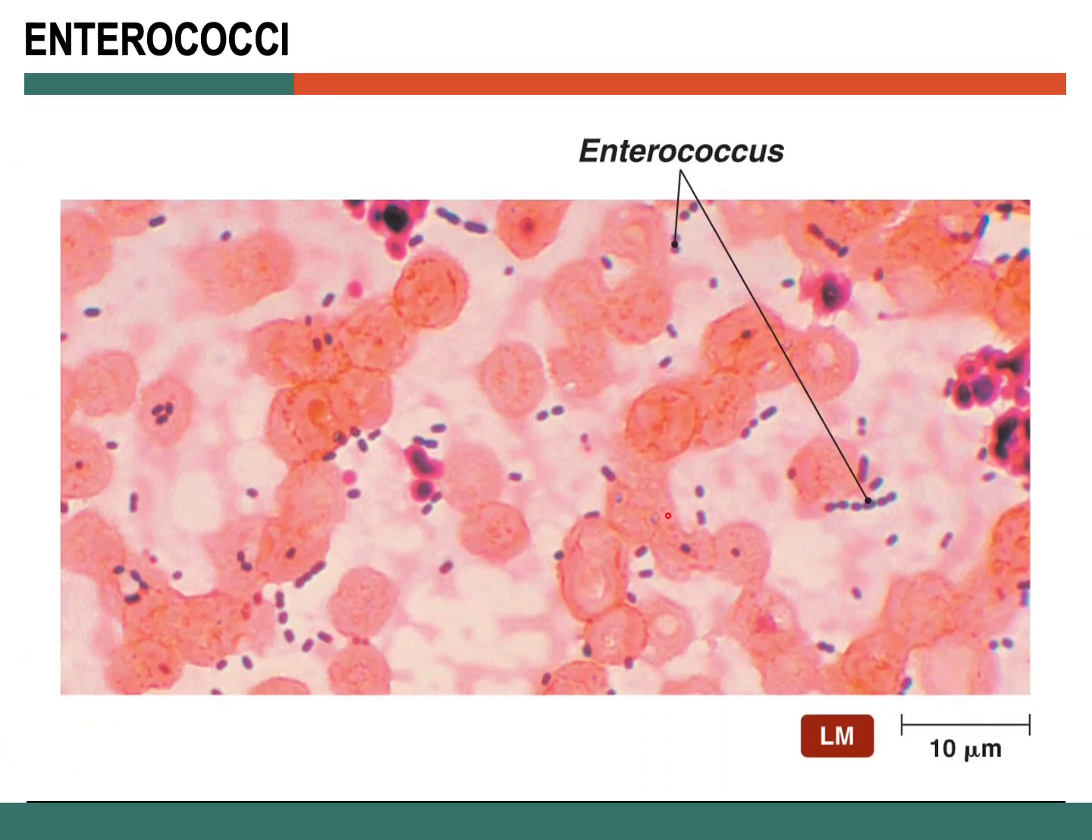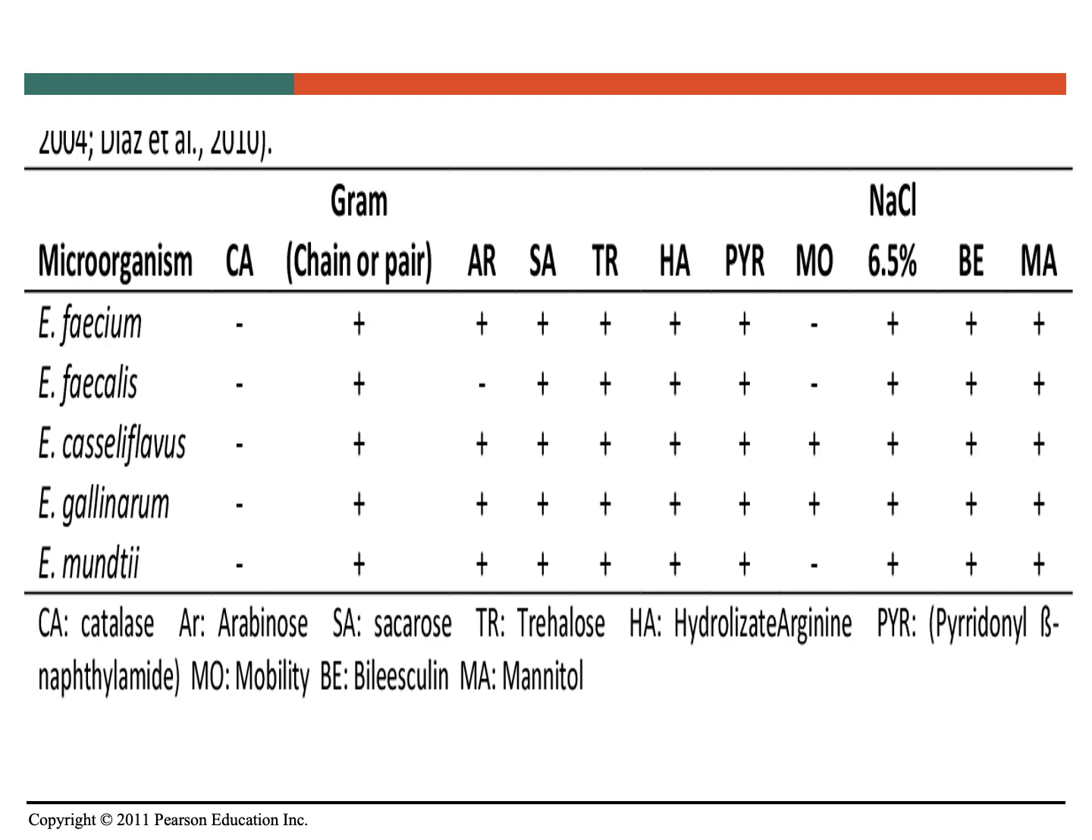An example of your Enterococcus under gram stain. This is light microscopy or phase contrast microscopy. Okay, so as I said earlier, Enterococcus faecium and Enterococcus faecalis are the two most common human pathogens under Enterococcus. So how do we differentiate them?